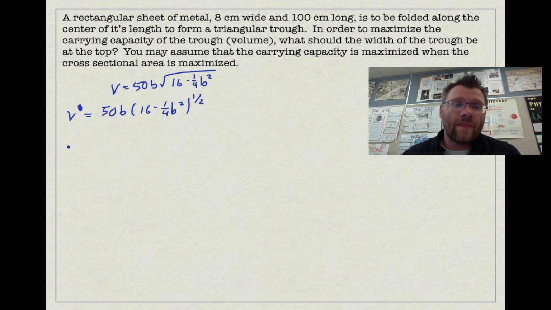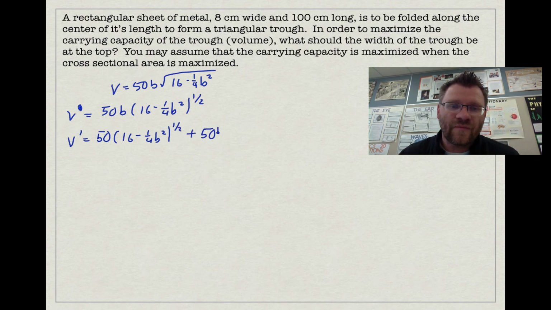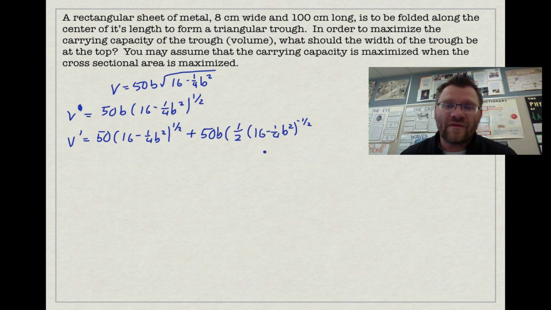Now when we take the derivative of it, we have to use the product rule. Product rule says we take the derivative of the first thing, which is 50, and we leave the second thing, which is 16 minus a quarter B squared to the power of a half, plus the first thing, which is 50B, multiplied by the derivative of this thing. Well, the derivative of this thing is when we bring down the exponent using the chain rule. So we have a half multiplied by 16 minus a quarter B squared to the power of negative a half, multiplied by the derivative of whatever's inside, and whatever's inside is a negative quarter times B squared. So if I bring the 2 down, that becomes a negative half B.